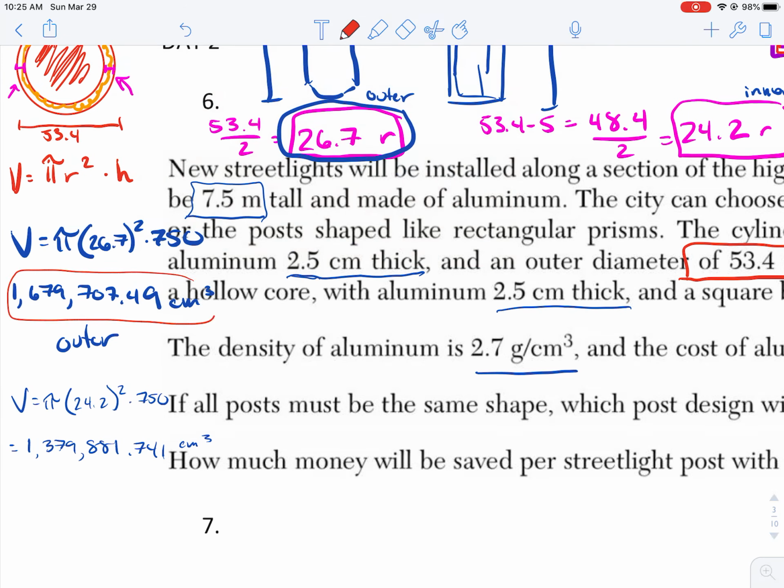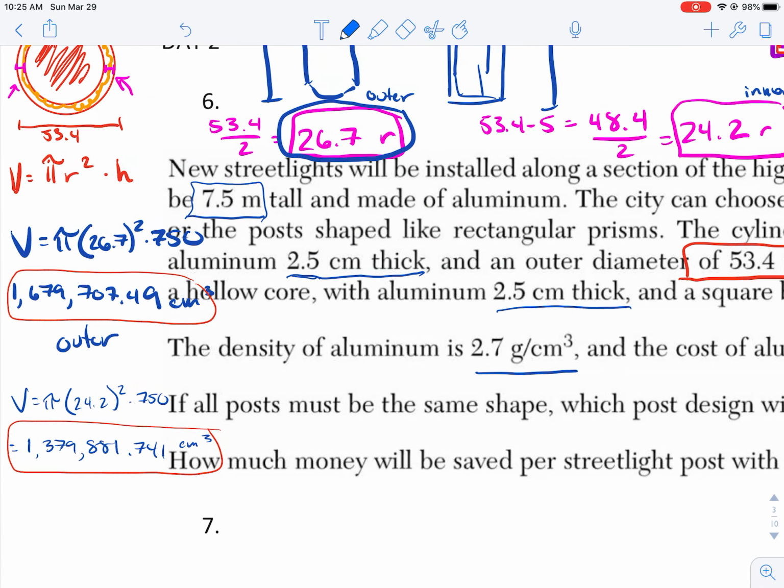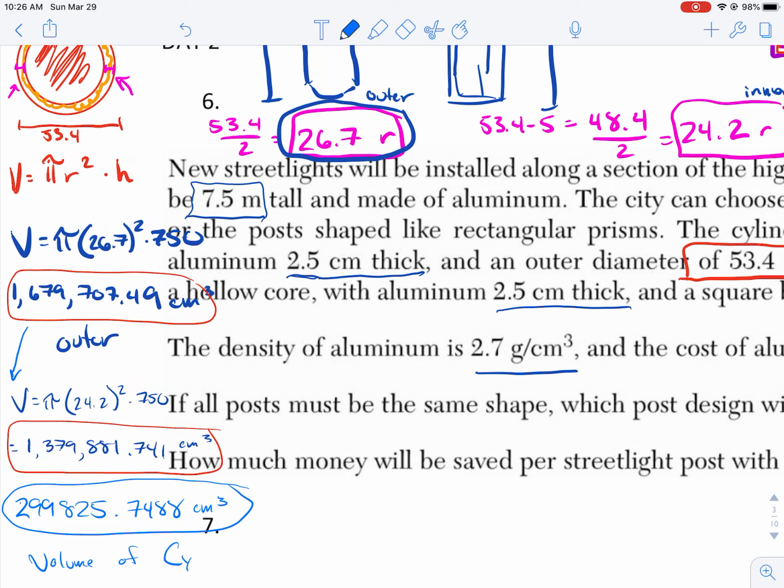Okay? So, and then you're going to take this number here. I had a brain fart there, guys. I'm sorry. And you're going to subtract that number by that number right there. All right, I'm not going to write that all out, but when you subtract this number by that one below, you should get a volume of 299,825.7488 centimeters cubed.